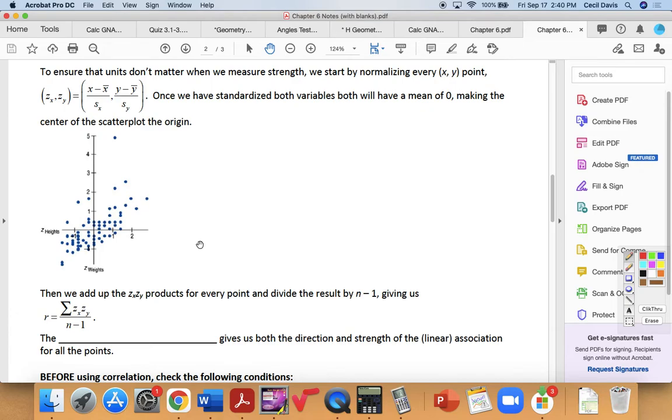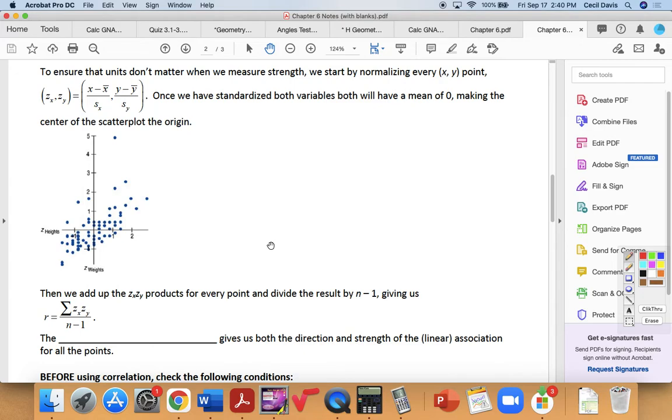Well, what we're going to do is multiply those coordinates together for every single point. And then add them up and divide by n minus 1. And this gives us a measure of strength called R, where it's the sum of all the z sub x's times z sub y's divided by n minus 1. Okay? And that tells us the strength.